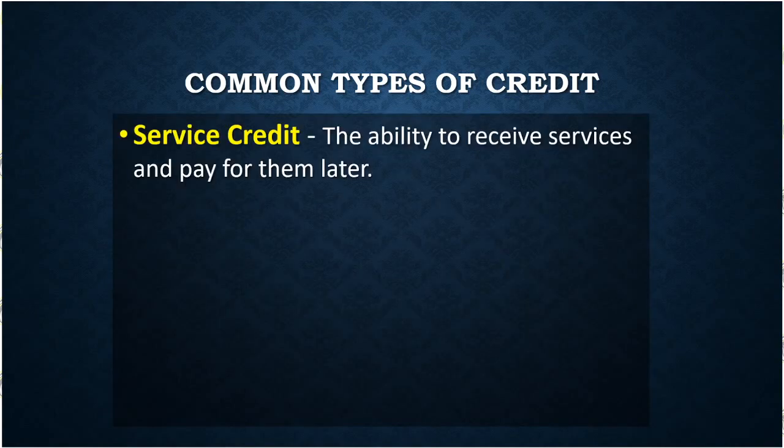The next type of credit is called service credit, and service credit is when you receive a service and you pay for it later. Most utilities fall into service credit. So if I sign up for electricity from the power company, I'm getting to use that power for the billing period for the month, and then at the end of the month, they send me a bill. But during the month, while I'm using the electricity, that's actually credit because I'm not paying for it when I use it or when I receive it.